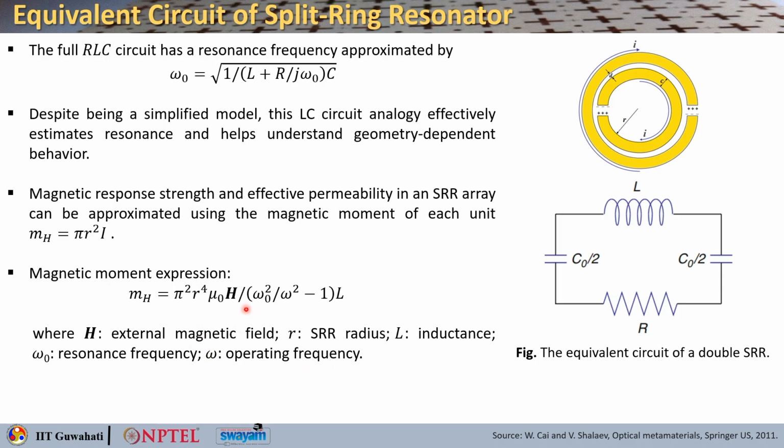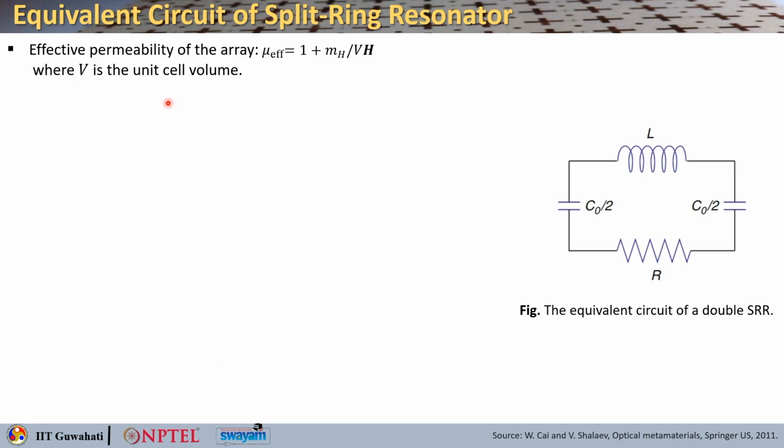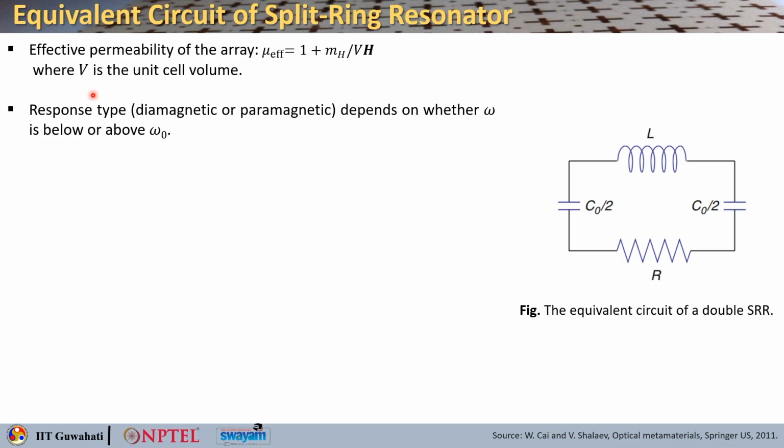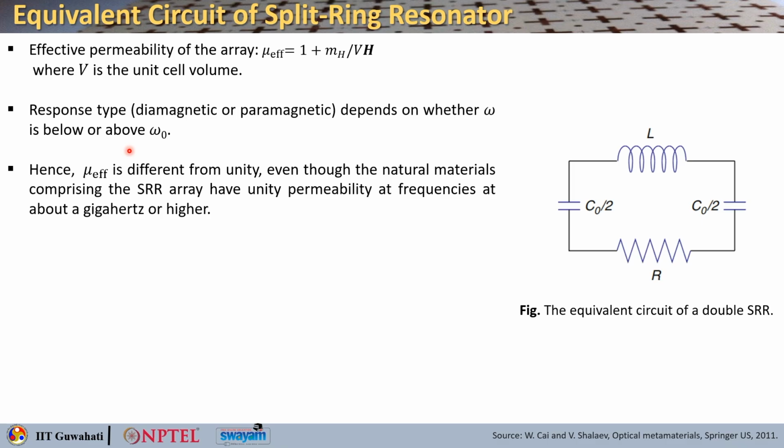Here, H is the external magnetic field which is inducing the current I, and the radius of the split ring resonator is R. L is the inductance, omega naught is the resonance frequency, and omega is the operating frequency, right. So, the effective permeability of the array, mu effective, can be estimated as 1 plus m divided by V H, where V is the unit cell volume. Now, the type of response, whether it is diamagnetic or paramagnetic, depends on whether your omega is above or below the resonance frequency, omega naught.